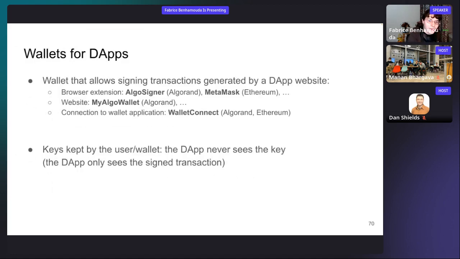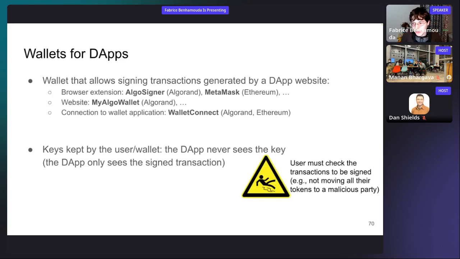So instead, what's used is the notion of a wallet for dApps, a wallet that allows a dApp to act on behalf of the user. On Ethereum, it's MetaMask, a browser extension. On Algorand, it's called Algo Signer. There are website versions, and also WalletConnect is an option. Essentially, the user installs the wallet and puts their account there, and then the dApp connects to this wallet and asks the user, do you want to sign this transaction to do this thing? The key is kept by the user and by the wallet. The dApp never sees the key. That's very, very important for security. You still need to exert caution, because if you sign a transaction that sends all your money to somebody, too bad for you.